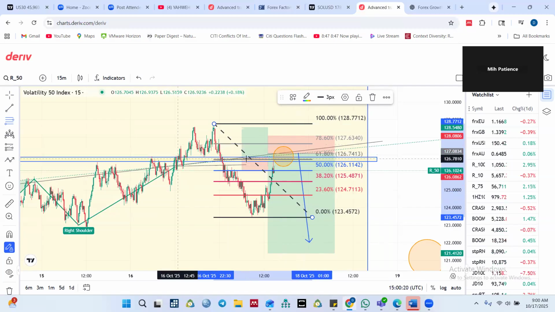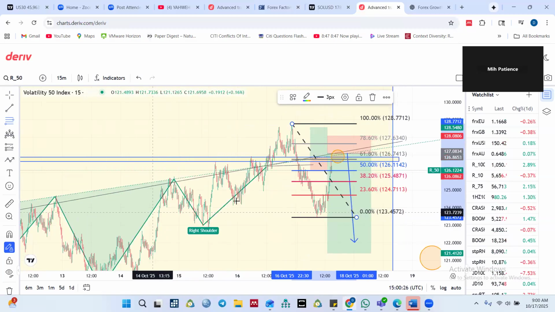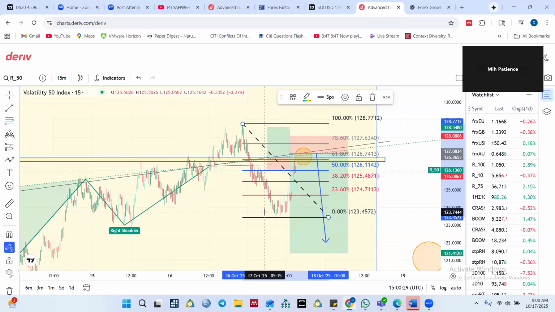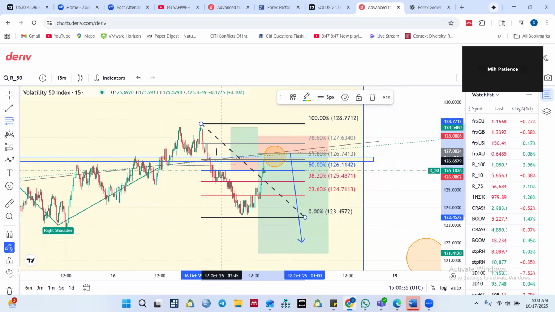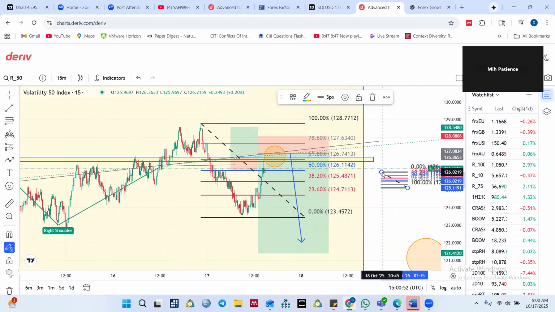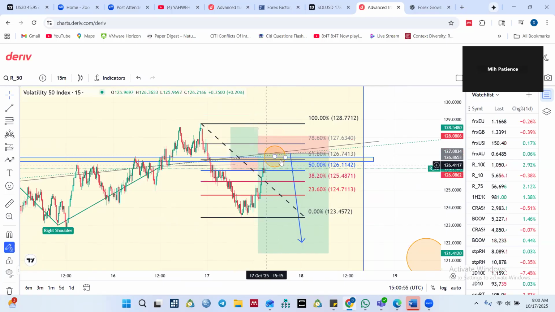So we have a shift in market structure, and we have a close below resistance, and a close below support. So we have a shift indication that we want to sell. Price is pulling up, and right now it's hit 61.8%. Where do we want to see price? We want to see price get to somewhere above 50%. Now it is above the 50%. It hits 61.8%, and it is currently pulling back.